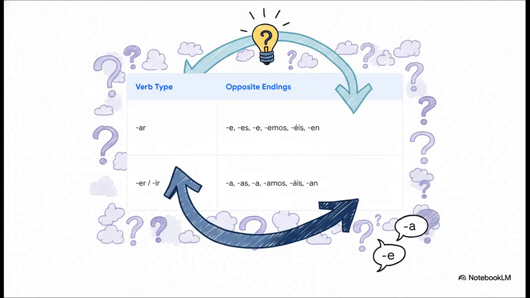So what on earth do I mean by opposite? It's actually kind of genius. For your regular AR verbs, you're going to use the endings that you'd normally see on ER verbs. And for your ER and IR verbs, you guessed it, you use the AR endings. They just swap. So a verb like hablar takes an E and becomes hable. And a verb like comer takes an A and becomes coma. They literally flip-flop. It's a really cool, elegant system once you see it.